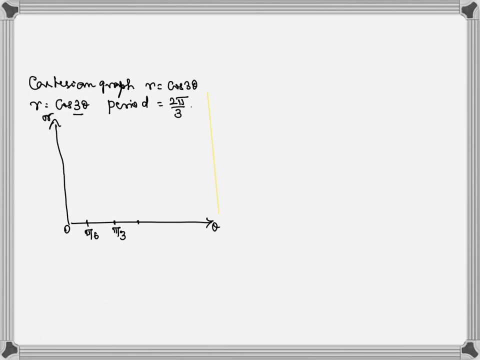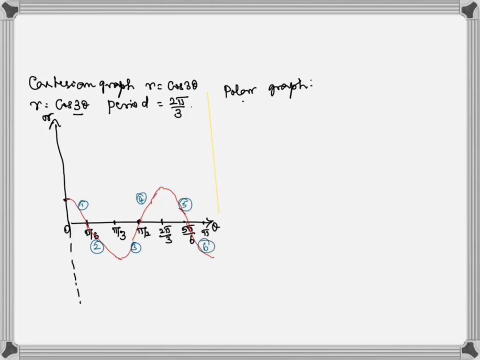So we graph the Cartesian graph as follows. On the theta axis, we need up to 2 pi by 3, and we will take a little more, up to pi. Then we'll replicate the cosine graph here. It's like a tongue-shaped graph. It goes beyond, but we consider only up to pi here. So we will consider the branches: segment 1, segment 2, segment 3, segment 4, segment 5, segment 6. And we'll translate that into the polar graph.